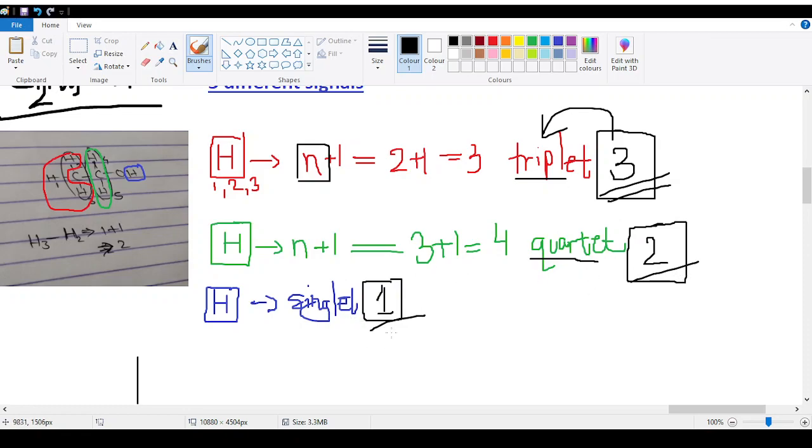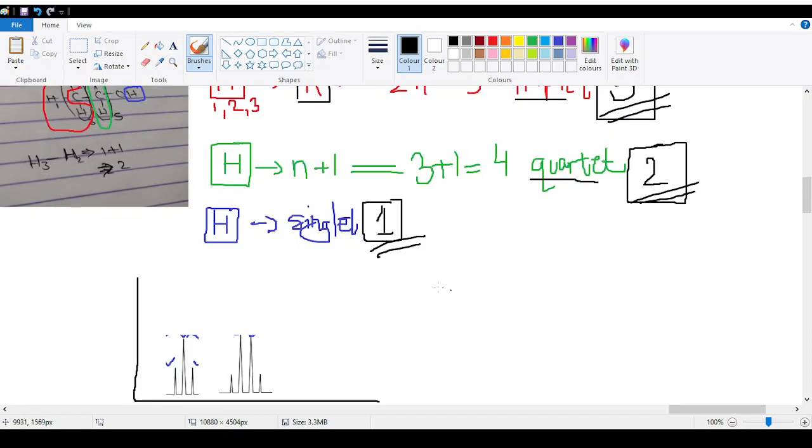So which one has the most number of hydrogen? The quartet. No, quartet is 2. Quartet is responsible for 2 hydrogen, sorry. Triplet. So triplet peak will be a bit bigger. Quartet will be a bit smaller, and singlet will be the smallest. Singlet will be just one peak like this. Okay, all right. So do we understand that the quartet will be double the singlet?